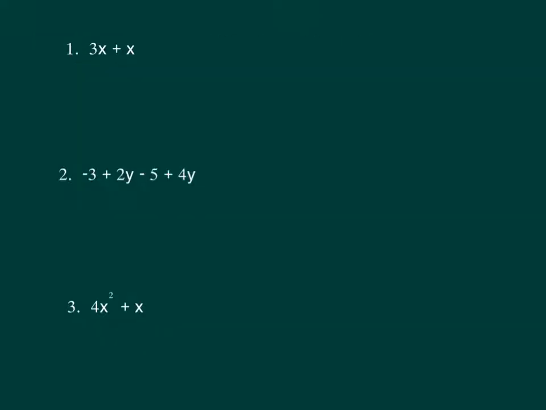All right, so number 1, we have 3x plus x. A couple things you need to remember is that whenever there's a variable without a number in front of it, it is always a 1. So on this one we have 3x plus 1x, which gives us 4x. So we have 3 cheeseburgers plus 1 cheeseburger, and it gives us 4 cheeseburgers.